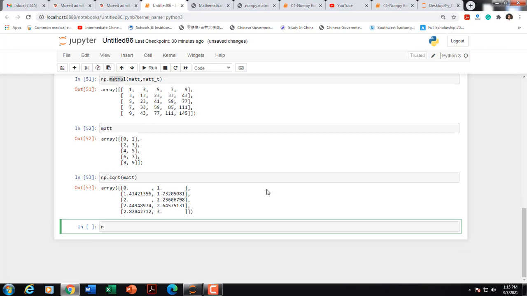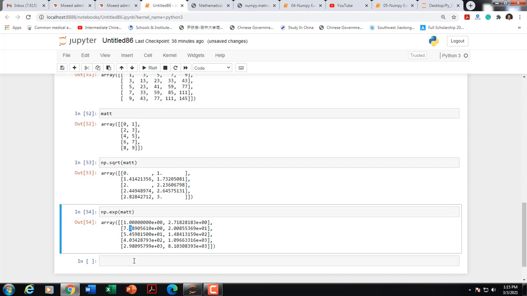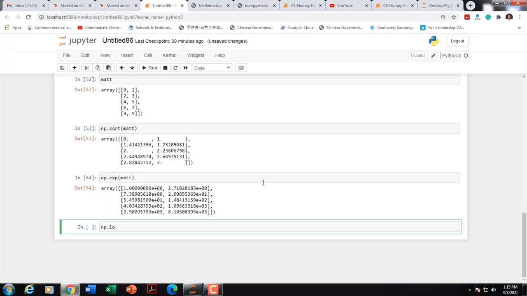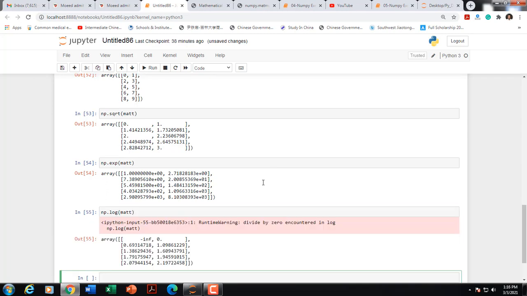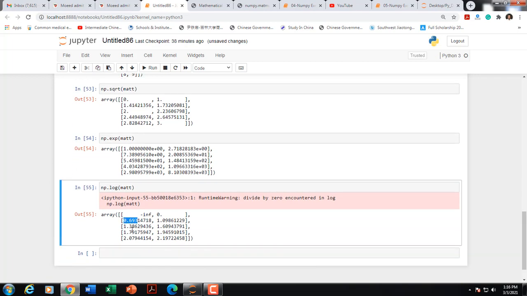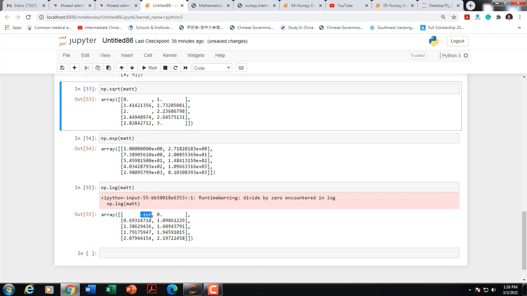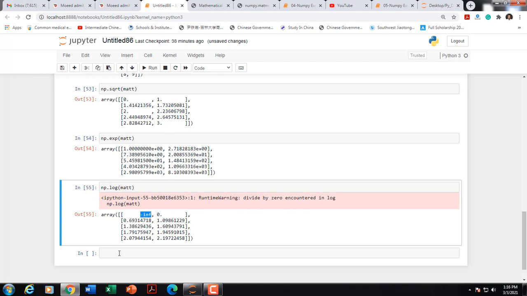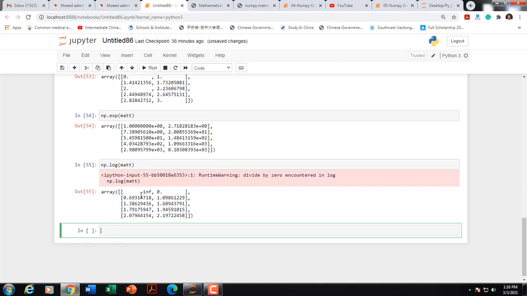If I were to take the exponential, I would say np.exp, pass in my matrix, pass in my array, I get exponents of each and every element. And one more operation I'd like to carry out is np.log. np.log takes the argument of mat, and I get the log of each and every element. I get a warning over here. This warning is because of the fact that the log of 0 is negative infinity. So that's why NumPy has given me this warning over here, but it's still valid. We can still use this.